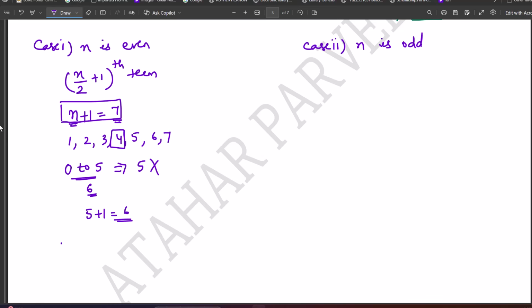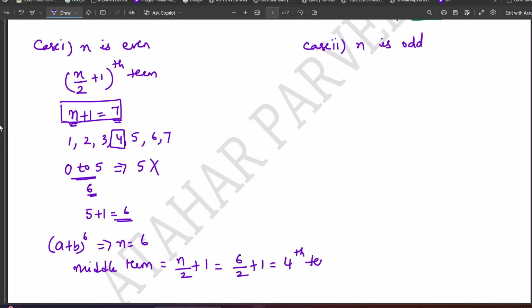For example, I have (a plus b) whole to the power 6. Here my n is even, n is equal to 6. How do I find out the middle term here? What is the formula we told? n by 2 plus 1, which is equal to 6 by 2 plus 1. So this is going to give 4. So the fourth term is the middle term here.